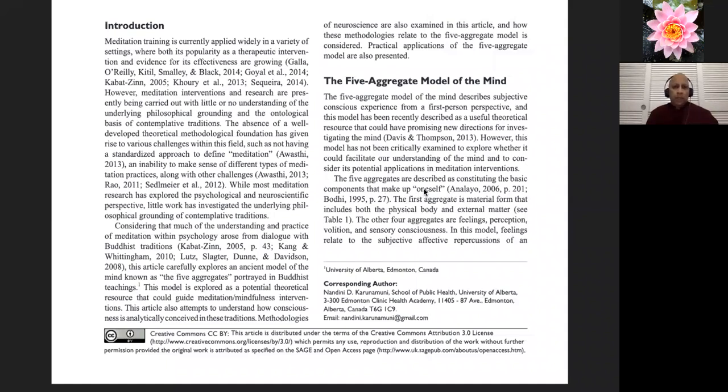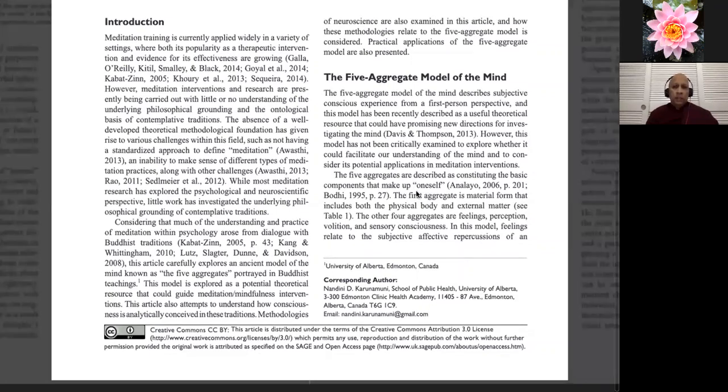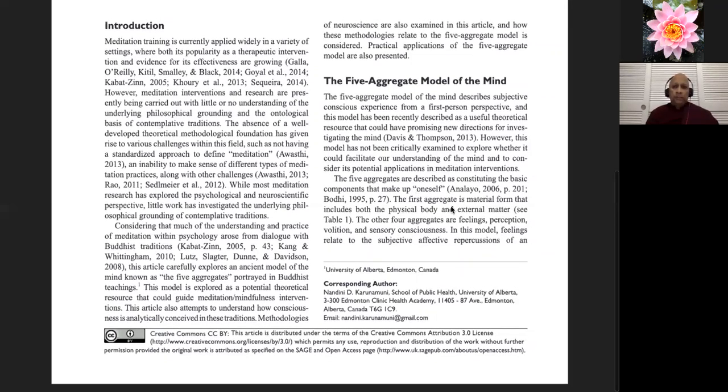Again, the whole point here is the Buddha's deconstructive analysis of selfhood, not being one entity, not uniform, not permanent. It's a conditional entity. The first aggregate is material form that includes both the physical body and external matter. The other 4 aggregates are feeling, perception, volition, and sensory consciousness.